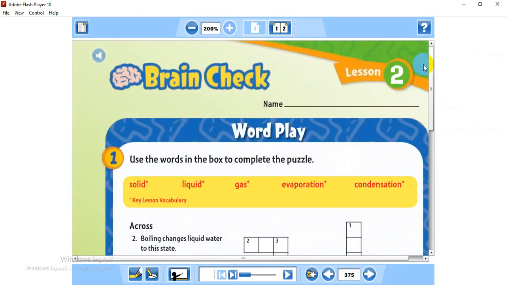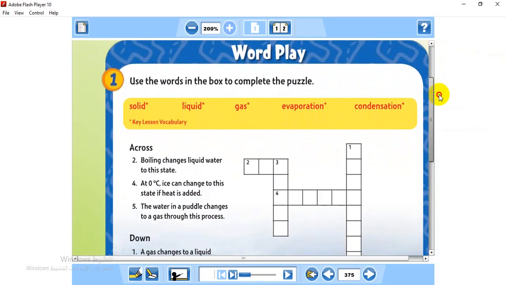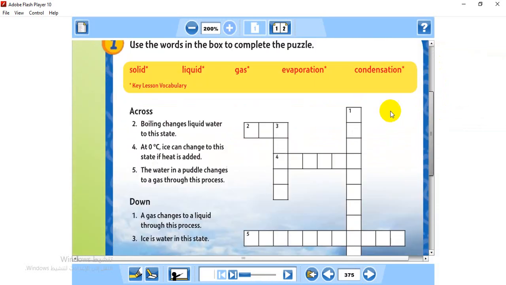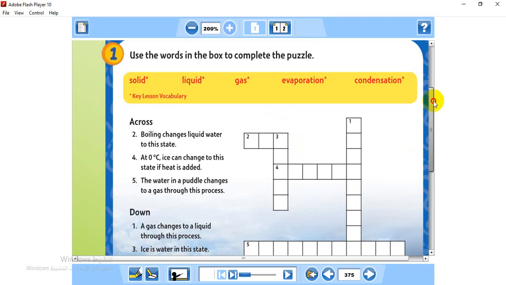Okay, here: use the words in the box to complete the puzzle. Okay guys, so here you have some words in the box. This box has scientific terms that you have to write again here. So it's like a game. Okay guys, that's what I mean.